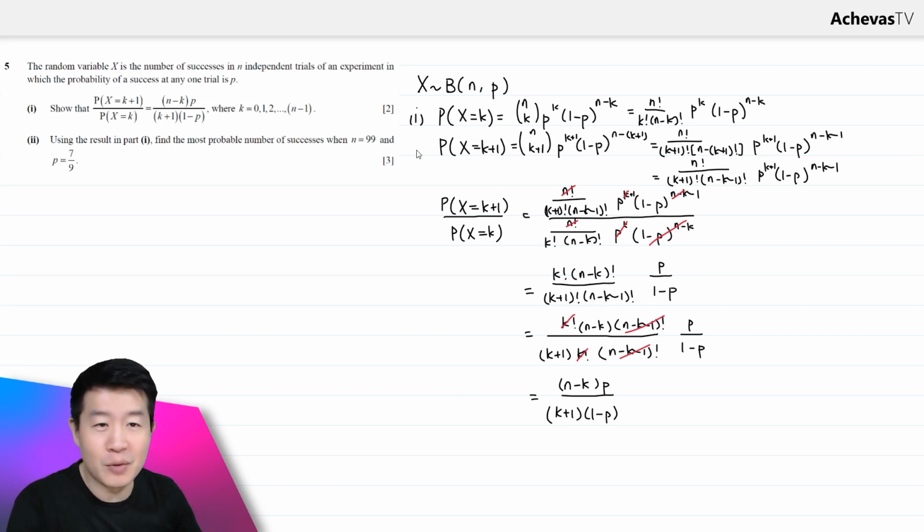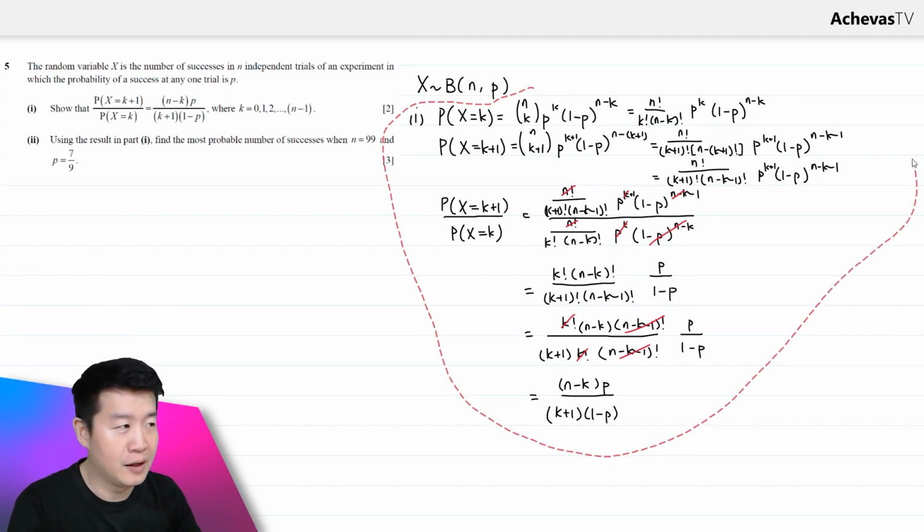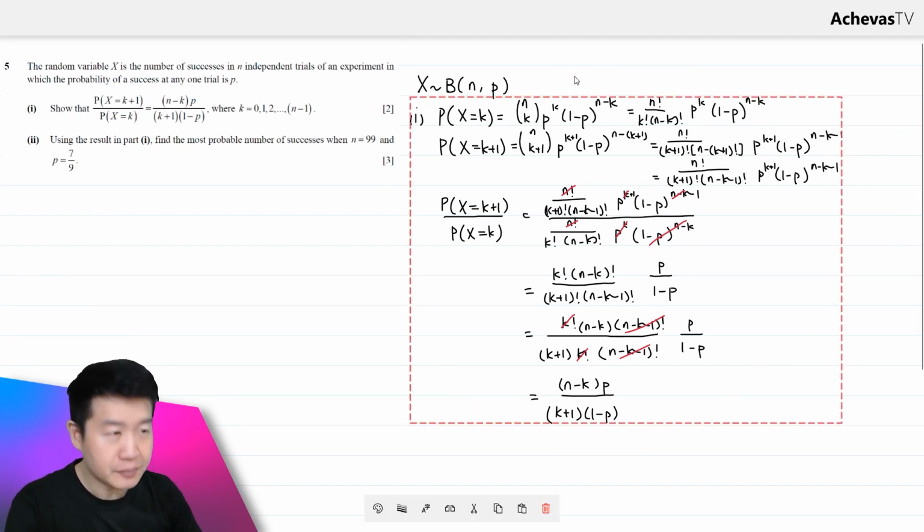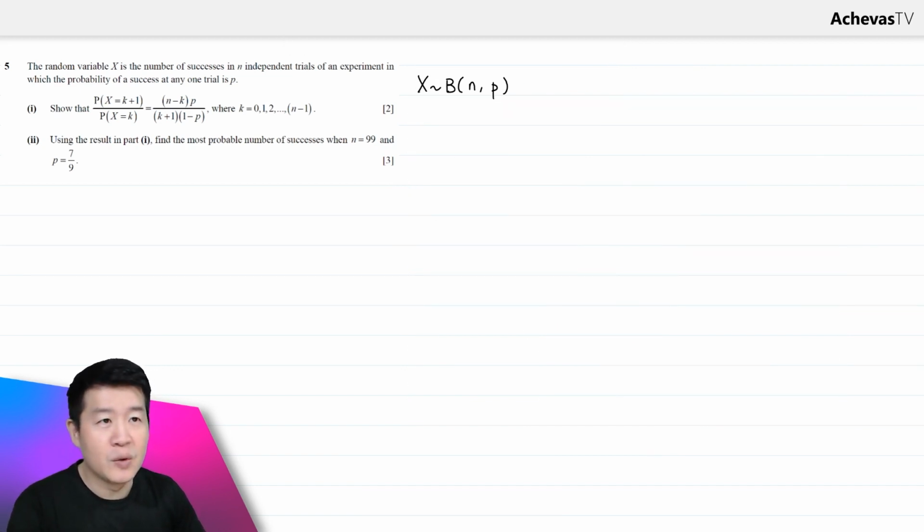What is actually a bit more interesting is in part 2. Okay, let me show you something about part 2. We are still going to be working on this binomial distribution. But for part 2, we need to have an idea of two things.